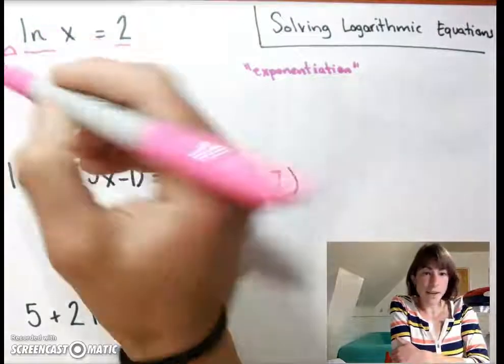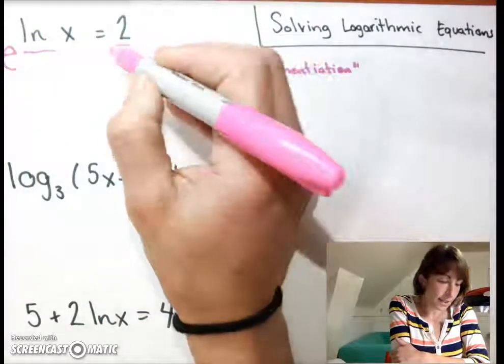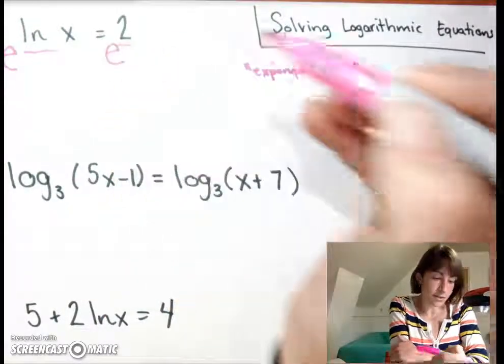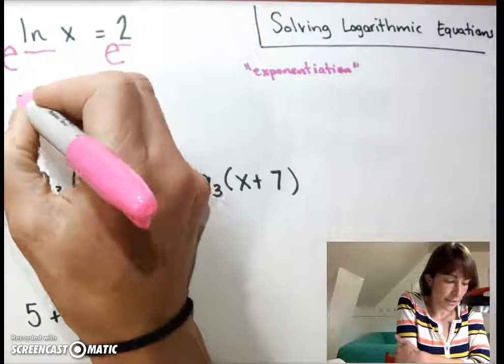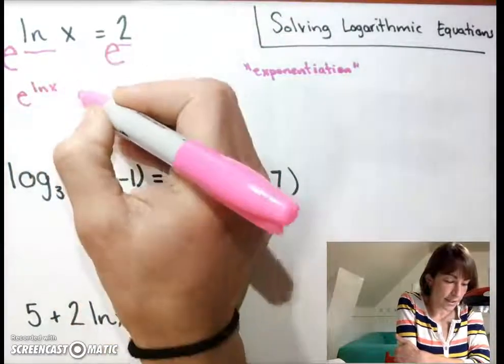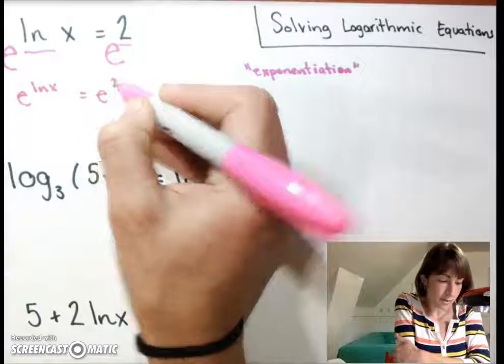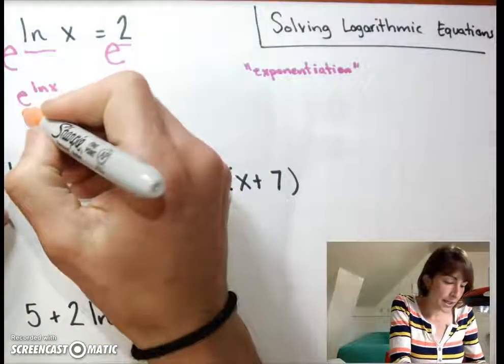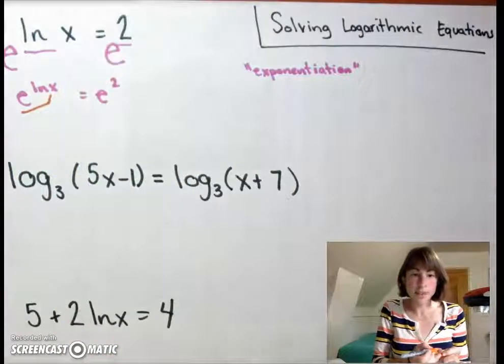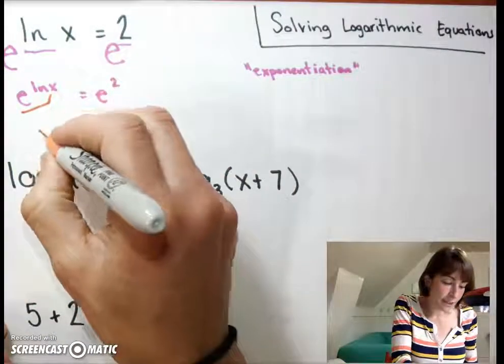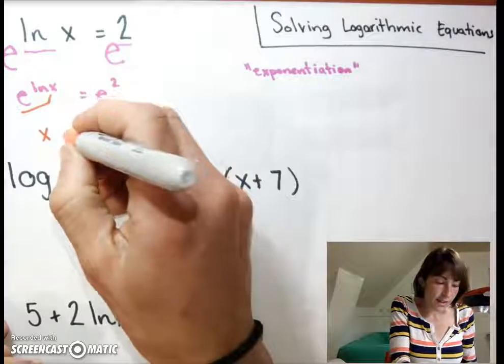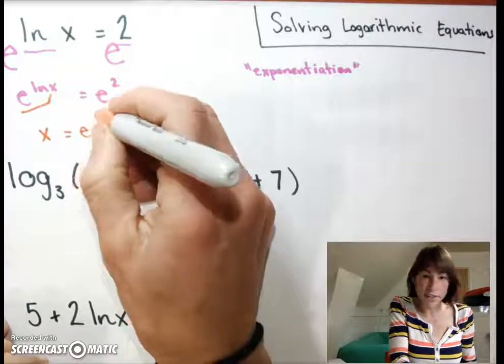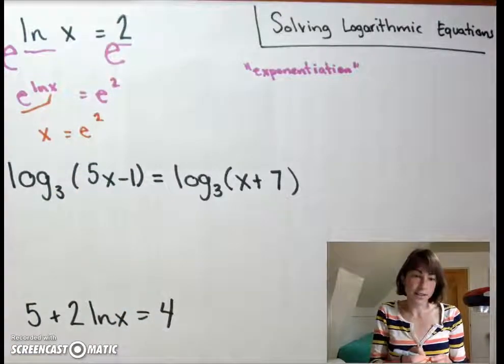So on the left now I have e to the ln x, and on the right I have e to the 2. So let me just rewrite that. e to the ln x equals e to the 2. But now, by the inverse property, e to the ln, those undo each other, so on the left I'm just left with x, and on the right I can't simplify any further, so I have e to the 2.